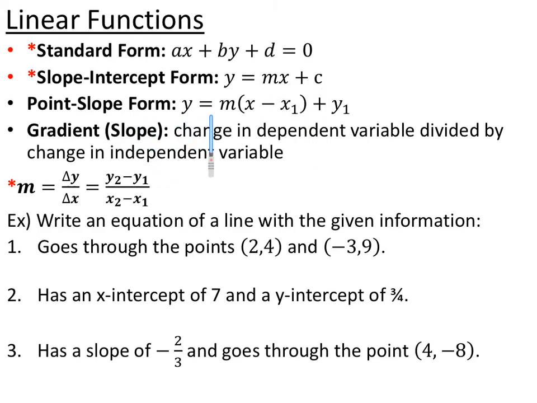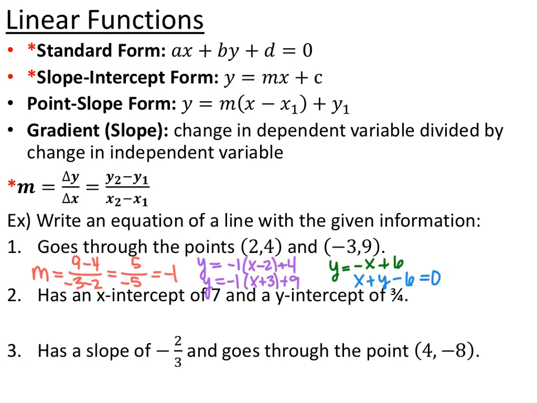Point slope form: y equals m times (x minus x1) plus y1, where m is your slope and (x1, y1) are any point on the graph. Gradient, which we usually call slope, is your change in your dependent variable divided by your change in your independent variable: change in y over change in x, or (y2 minus y1) over (x2 minus x1). So using all of these, a little bit of review of linear functions and writing linear equations. Go ahead and pause the video and write down these 3 linear equations.